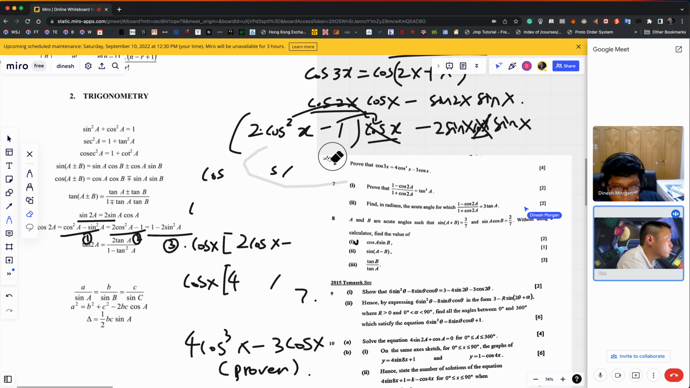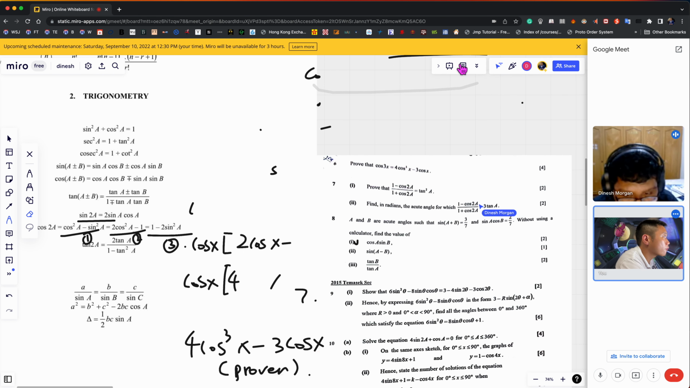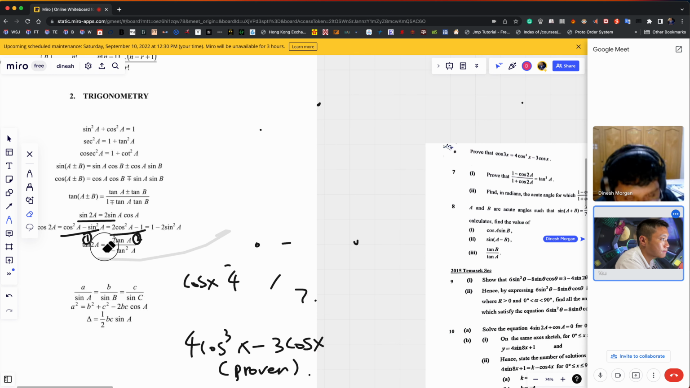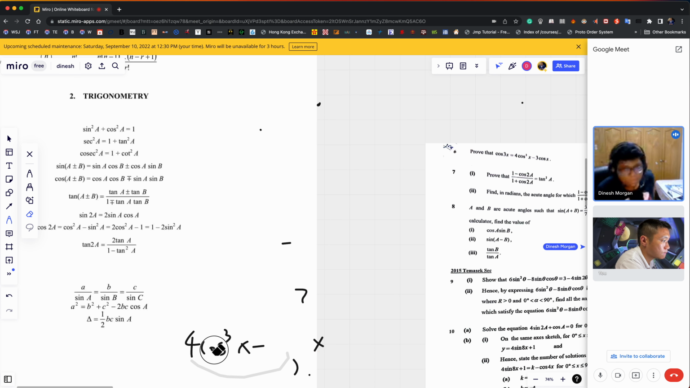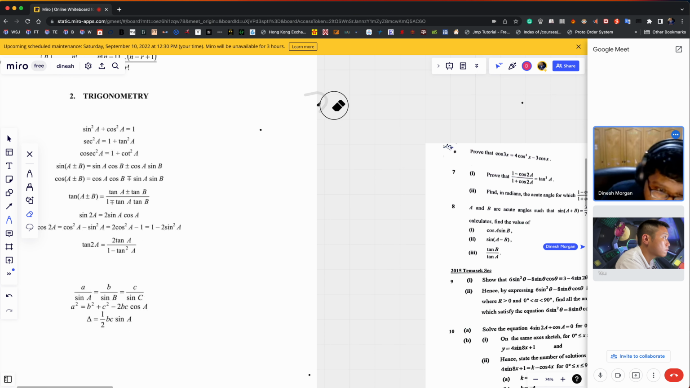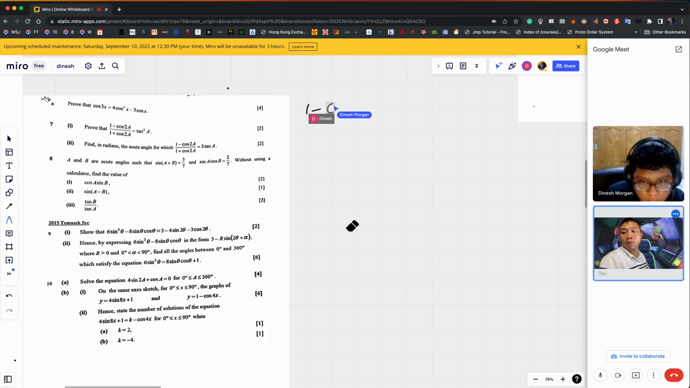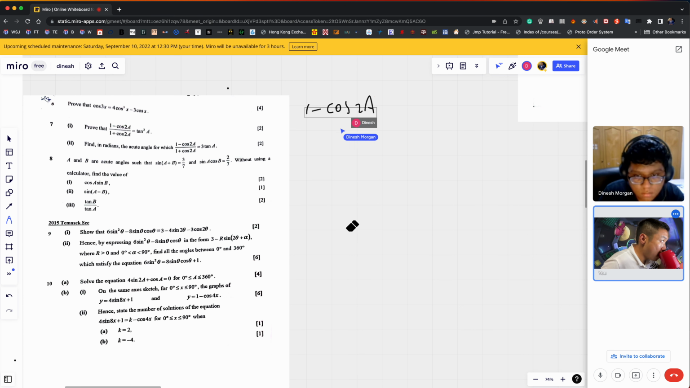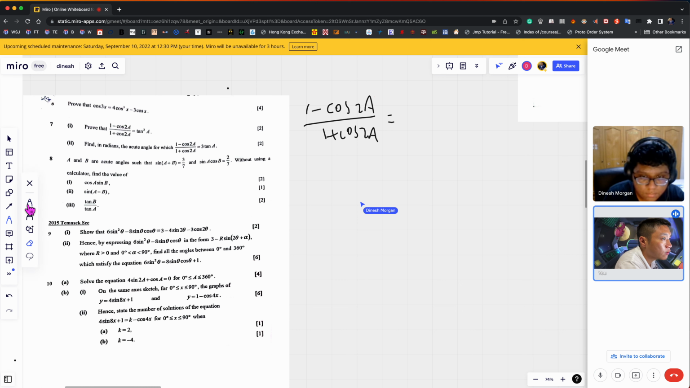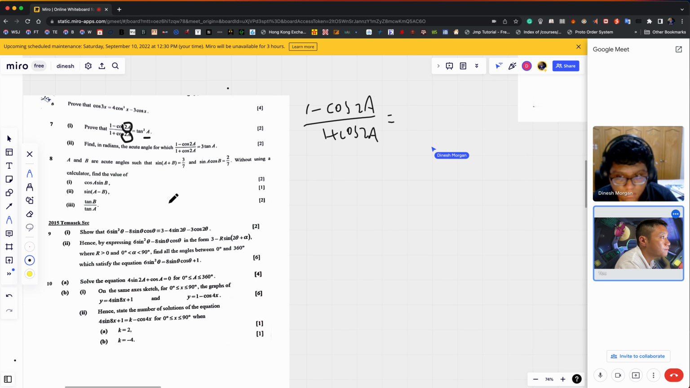Next, probably you should try 7i. I think you can clearly see you should use the double angle formula, because in the end you should get, from the 2a on the left, the right hand side should be a, right?